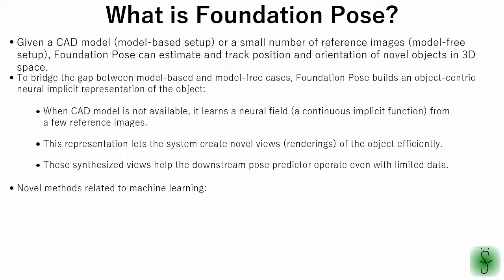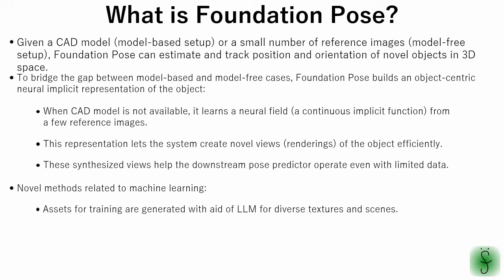FoundationPose also incorporates new methods related to machine learning. Assets for training are generated with the aid of a large language model for diverse textures and scenes. By using an LLM, it is possible to create a large amount of data with little human effort. A transformer-based architecture is used for pose reasoning. Transformer-based architecture has advantages over CNN regression or MLP reasoning in aspects such as global reasoning and iterative refinement.